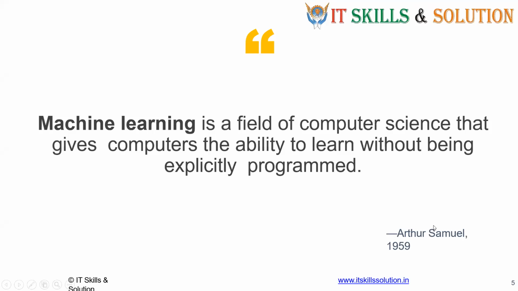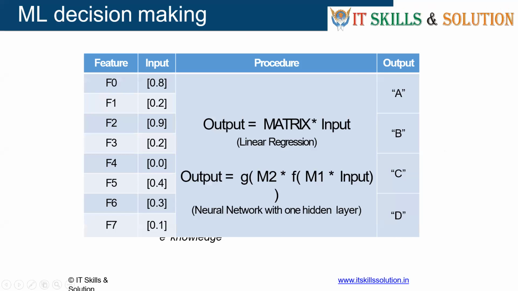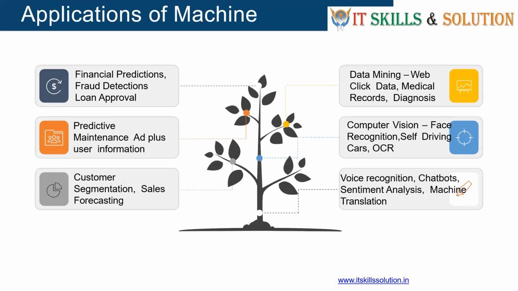Okay, so now we will look at applications of machine learning. There are vast applications of machine learning, as I already said. It is used in every field. Financial predictions, then fraud detection. We can simply build a model for credit card fraud detection. Any type of fraud detection related to banking can be analyzed with the help of machine learning.